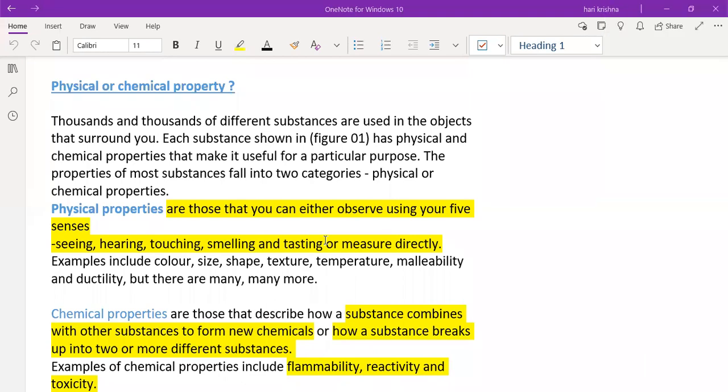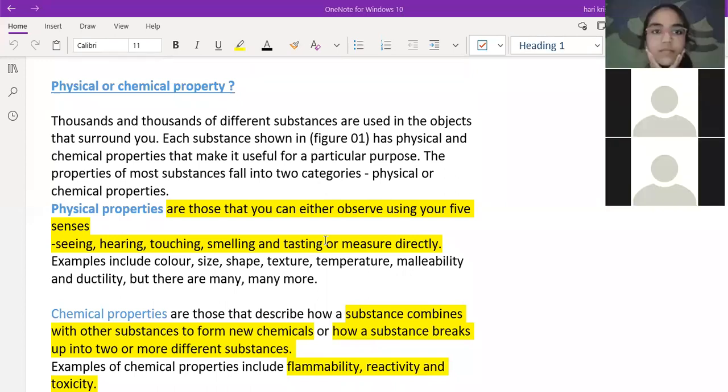Okay. Now one more thing. Can you tell me some examples of a metal which can be converted into thin sheets? Sir, iron. Good, iron.